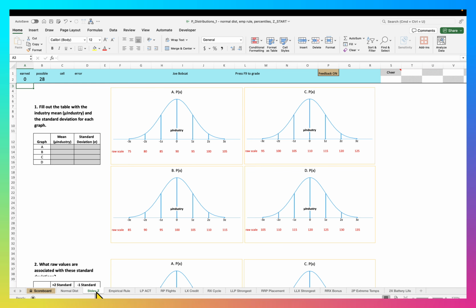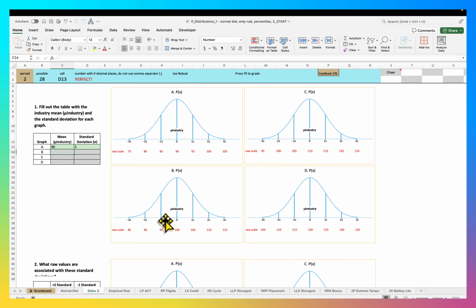All right, next we are going to test your ability to read these types of graphs. So fill out the table with the industry mean and the standard deviation for each graph, assuming that these graphs represent the industry mean for some industry. So in graph A, what's the mean? And here we're looking at the raw scale mean. It's going to be 90. And in the same graph, what's the standard deviation? Well, the standard deviation is as you go from 90 to the next value up, which is 95. So standard deviation is obviously 5 up.